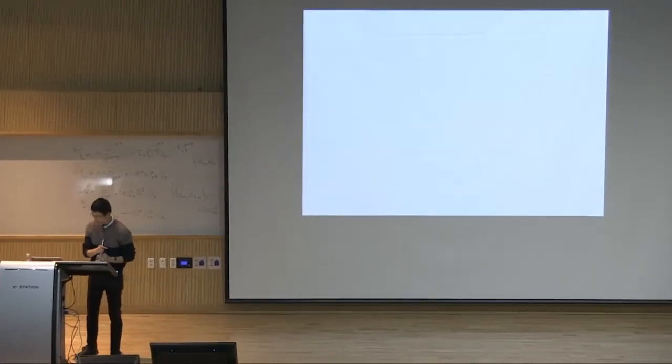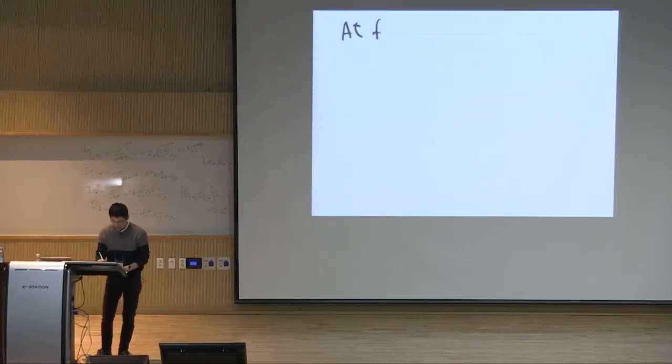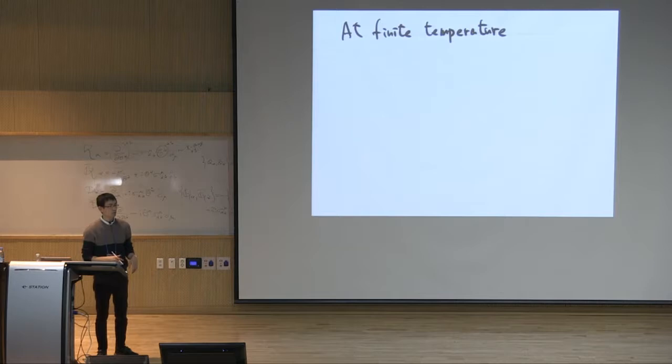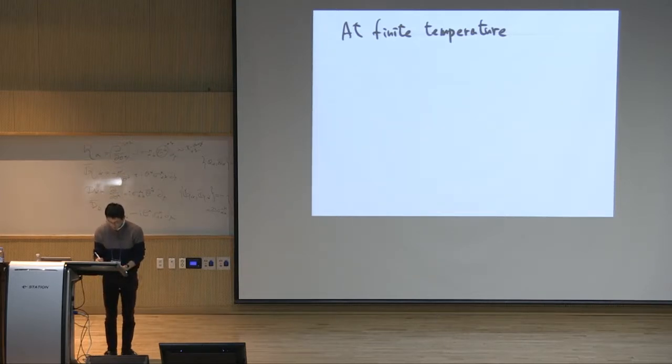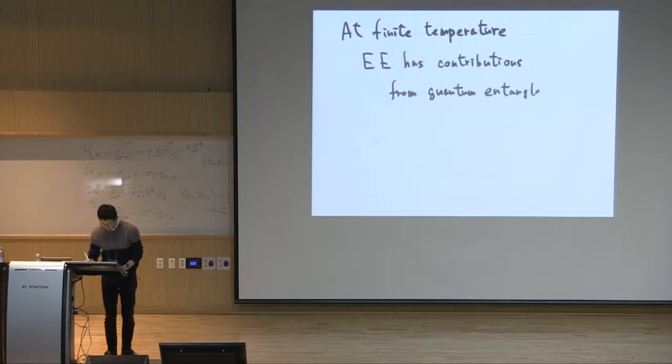Okay. Let me make a comment on that. So at finite temperature, entanglement entropy has basically two contributions. One is from quantum entanglement, the other comes from classical fluctuations. So basically, at finite temperature, EE has contributions from quantum entanglement and classical, say, thermal fluctuation.